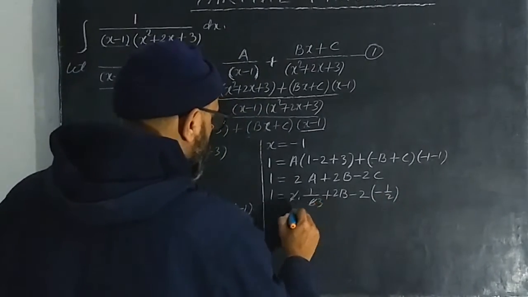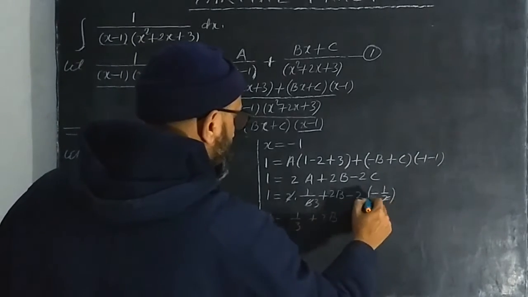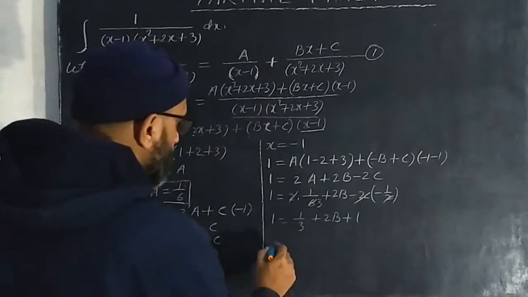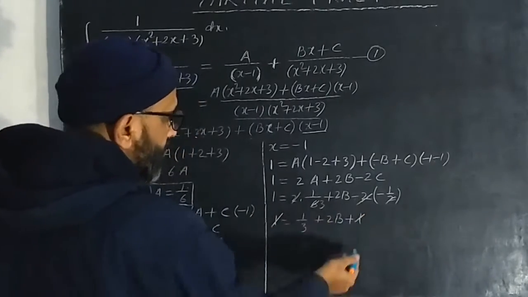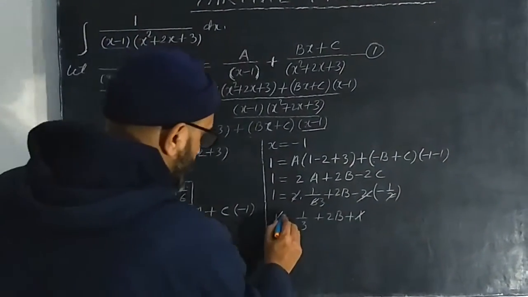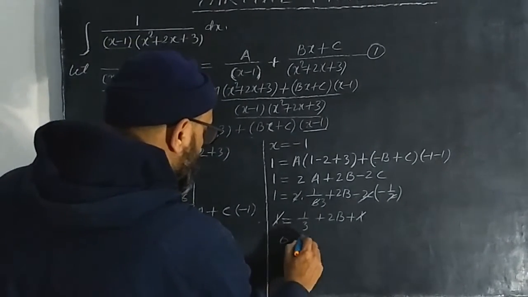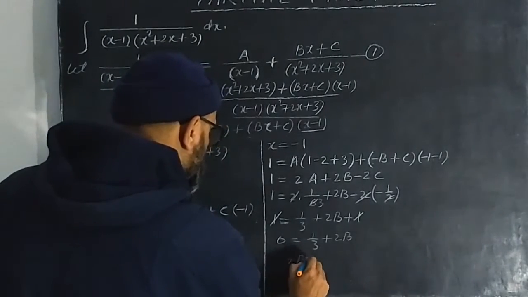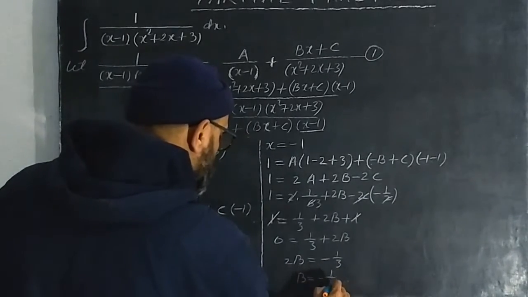Simplifying, we get 2 into 1 upon 6, 1 is equal to 1 upon 3 plus 2b, and minus into minus becomes plus. The 1 on the right hand side and left hand side can be cancelled directly, because transposing this to that side, we get the 1s cancelled. So we get only 0 is equal to 1 upon 3 plus 2b. So simply 2b is equal to minus 1 upon 3, and b is equal to minus 1 upon 6.